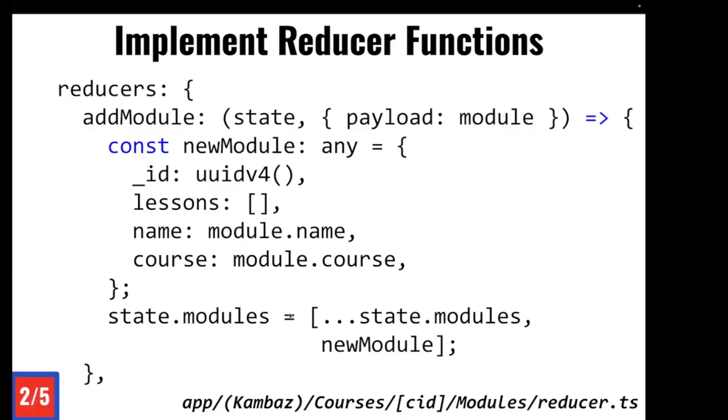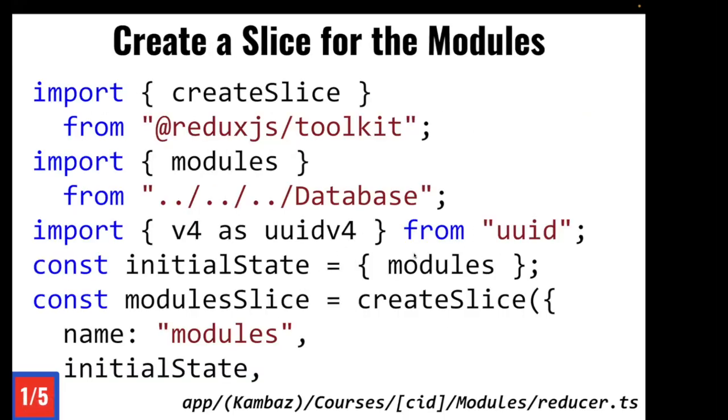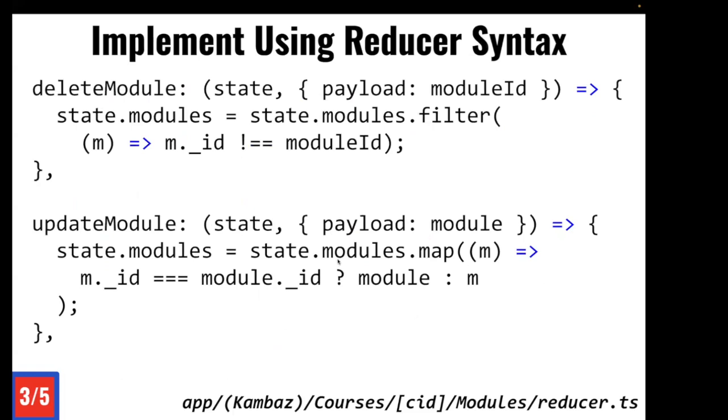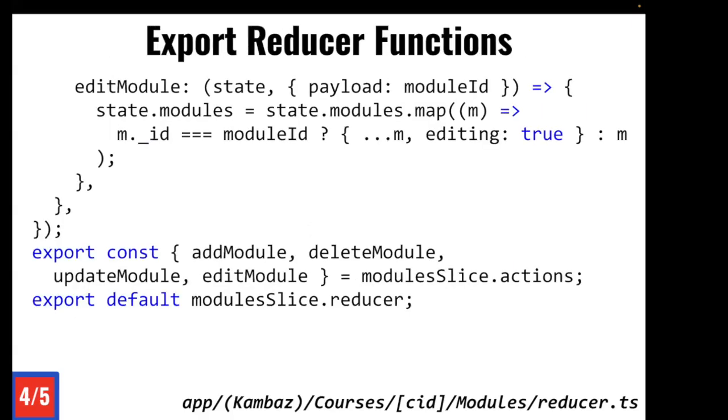assigning to the state.modules. So state is this object that contains the modules, and here we are updating it, state.modules, and then appending the new module to the end of the array of modules. So these are the same functions, but implemented using the Redux API or Redux syntax. Okay, same thing with edit module, which initializes the editing to be true. We then export all these functions so that we can import them from the user interface.